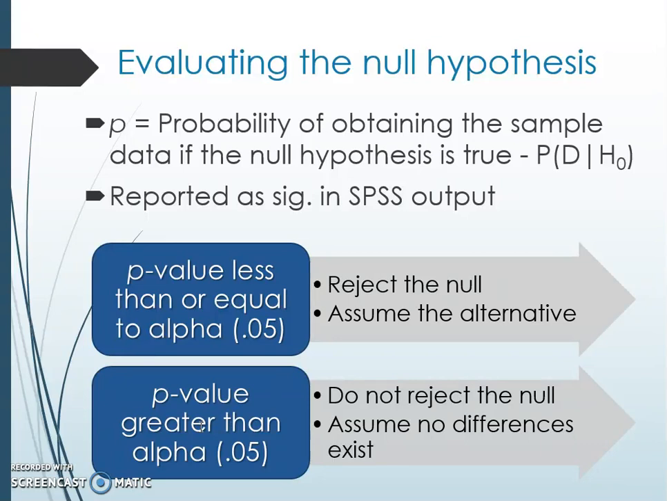So there's really only two outcomes to this null hypothesis significance testing. Either you reject the null or you do not reject the null. And if you reject the null, you can then assume your alternative hypothesis. But if you do not reject the null, that's just the way that you report it.